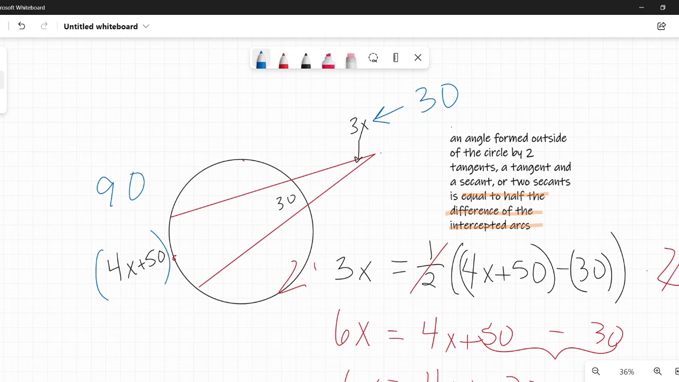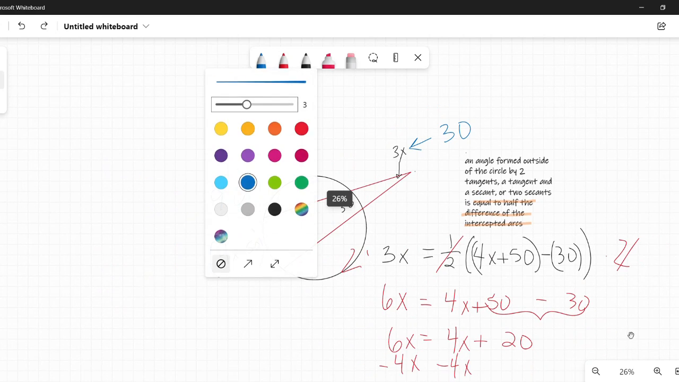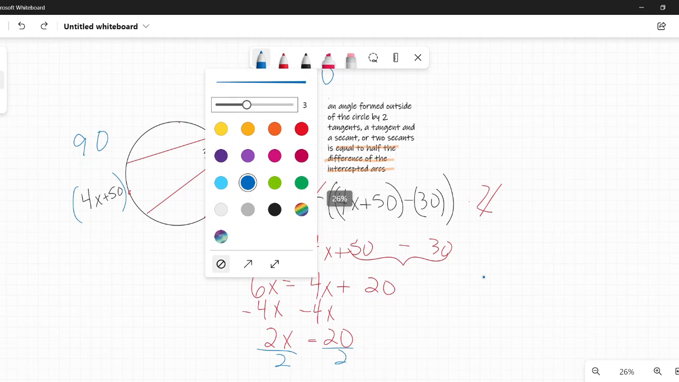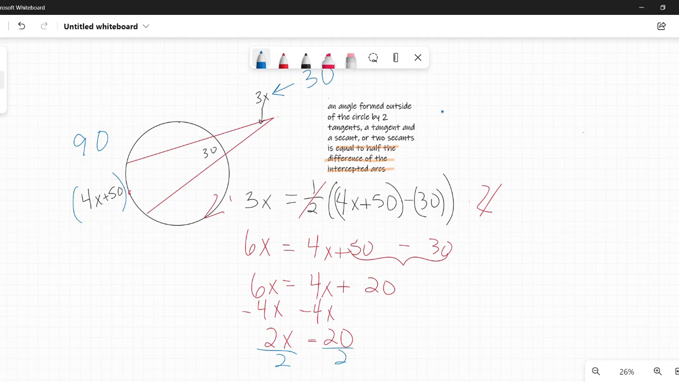So if they're asking for x, you have your answer. It's 10. If they're asking you for this angle out here, you have your answer. It's 30. If they ask for this arc out here, you have your answer. It's 90. If they ask for all of them, you got that too. Just be super careful with that. But these are definitely the types of problems they will give you. They just absolutely love throwing algebra back in there with your geometry problems.